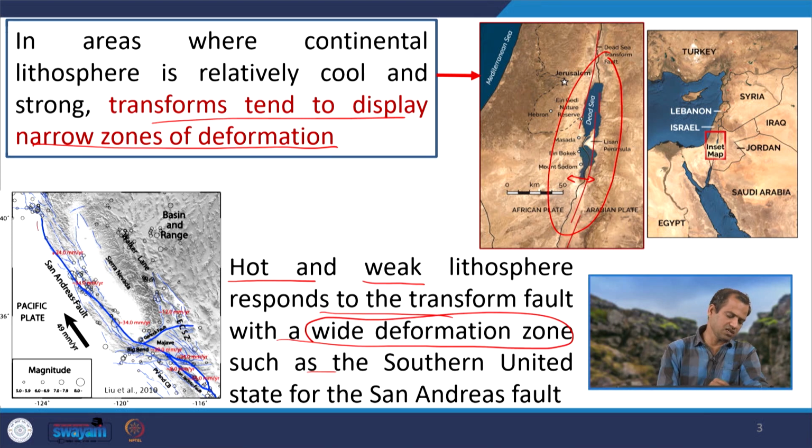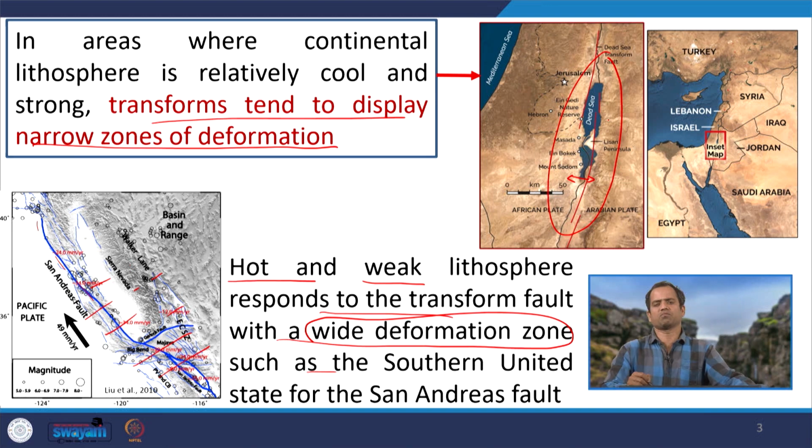If you see this San Andreas fault, the deformation zone extends up to here. So, that means a narrow zone of deformation will develop in transform faults in the cold and rigid regions of the earth, and a wide zone of deformation will be created in hot and weak lithosphere of the earth's crust.